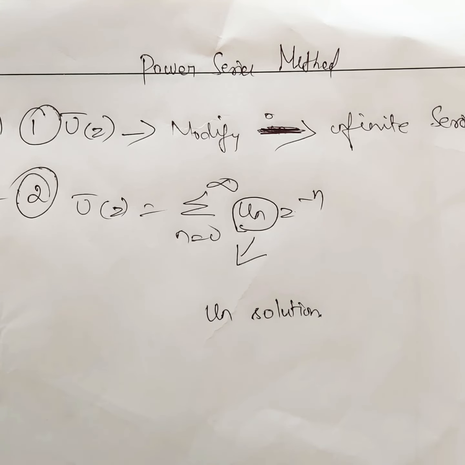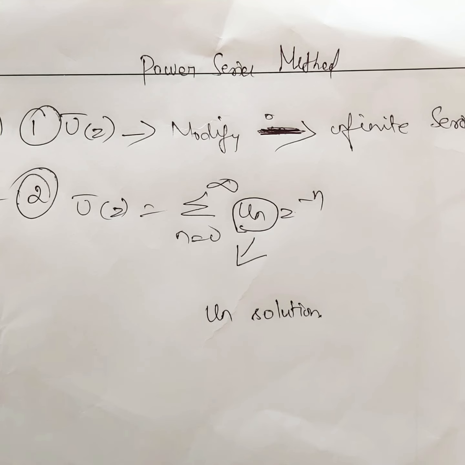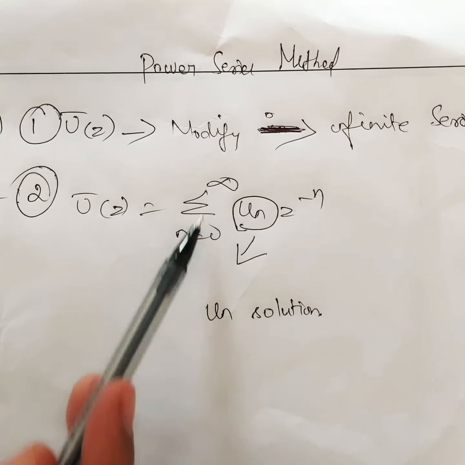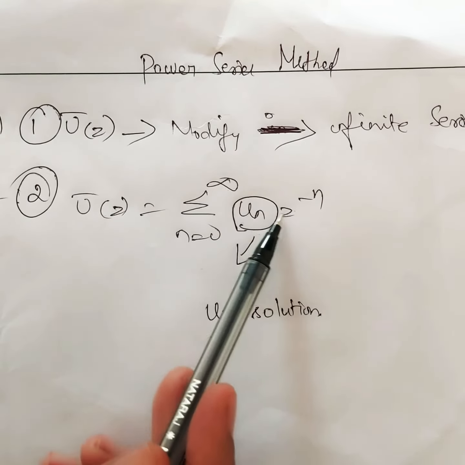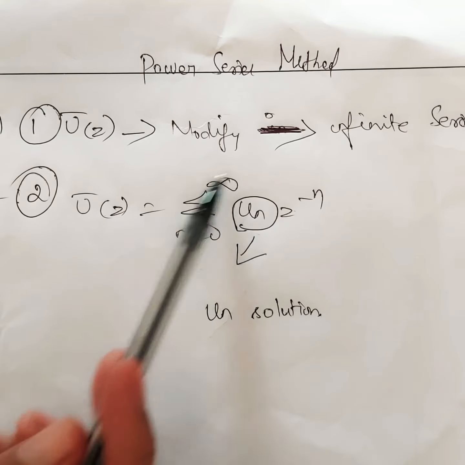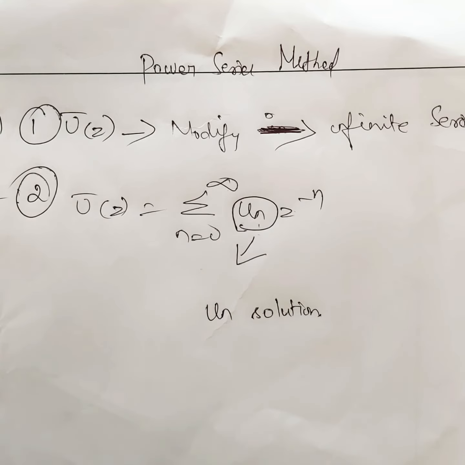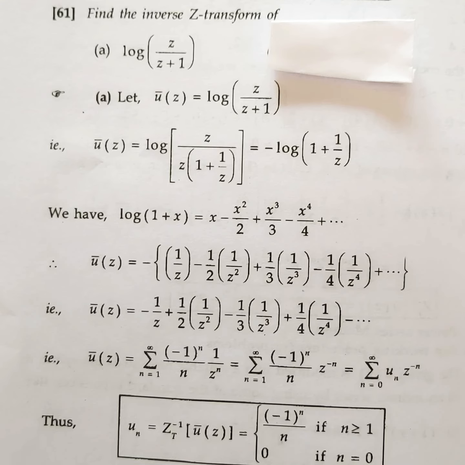So we have to write the given u bar of z into a suitable infinite series. And then we are going to write it in terms of summation. See here, summation n is equal to 0 to infinity u n z power minus n. We have to write it in the simplified format, and then this u n is nothing but your solution, because if you apply the inverse z transform, we will be getting u n, right? So this is a method to find the inverse z transform.